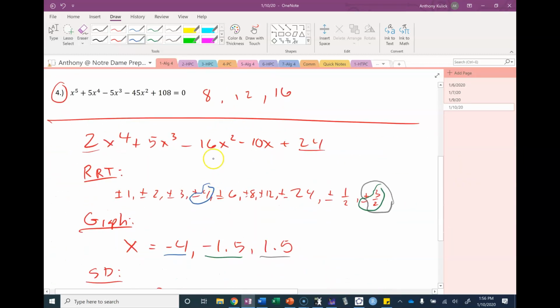We have -4 over 1. I don't want it to be... and -4 over 2 is right here. The leading coefficient is 2, right? Divided by 2 or no? Yeah, so we have to do both of them.